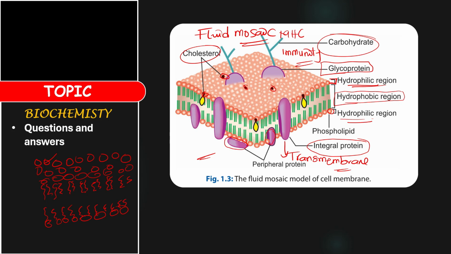Now, these peripheral proteins generally act as receptors and enzymes. What are receptors? These are components that receive certain things, like ligands, chemicals, and so on and so forth. You are going to learn about receptors later, like drugs.